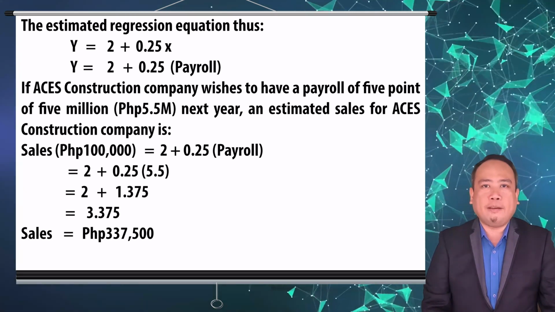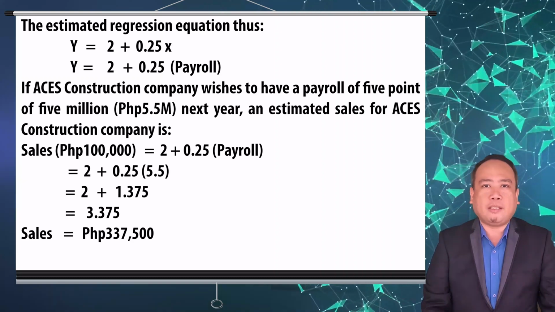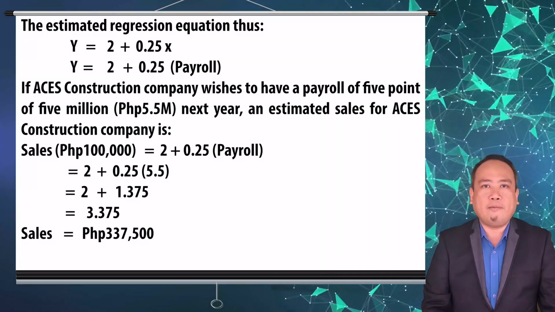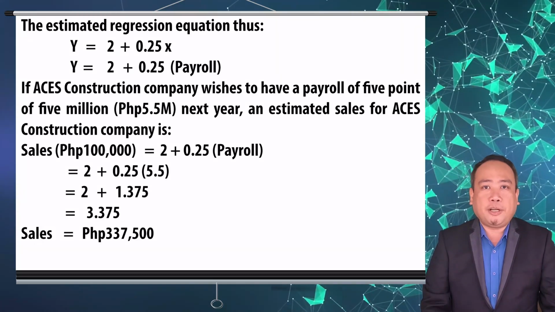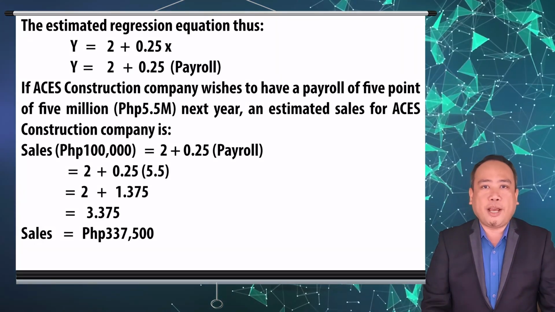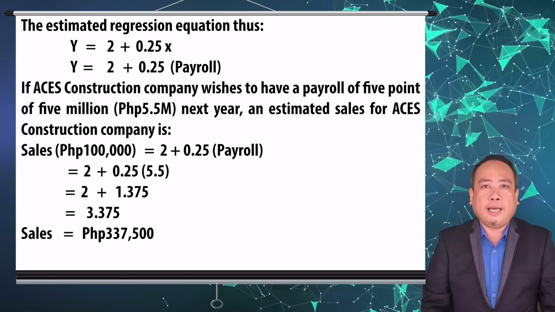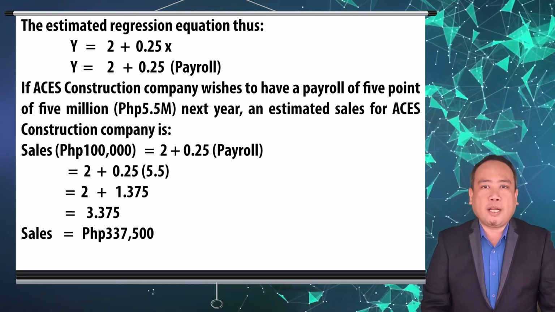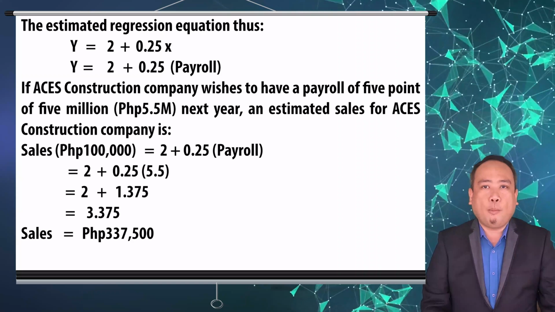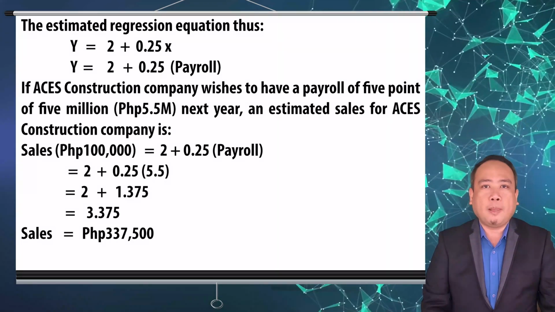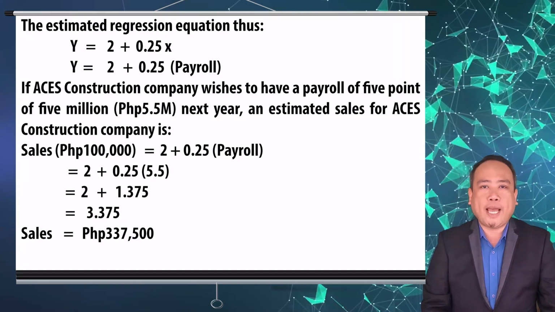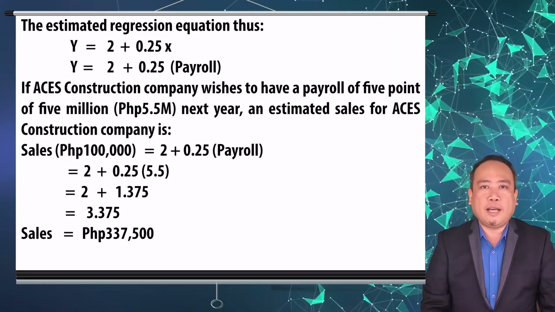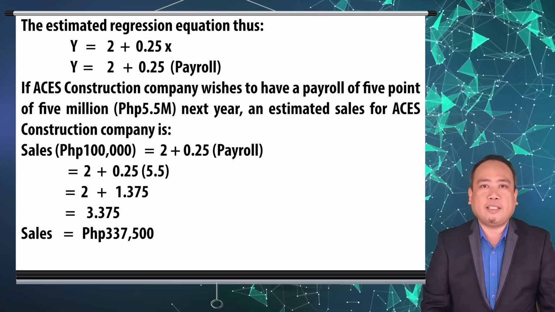y is equal to 2 plus 0.25 times payroll. If Aces Construction Company wishes to have a payroll of 5.5 million pesos next year, the estimated sales for Aces Construction Company in 100,000 is equal to 2 plus 0.25 times payroll. Substituting the values of 5.5 million, we are able to get a sales of 337,500 pesos.